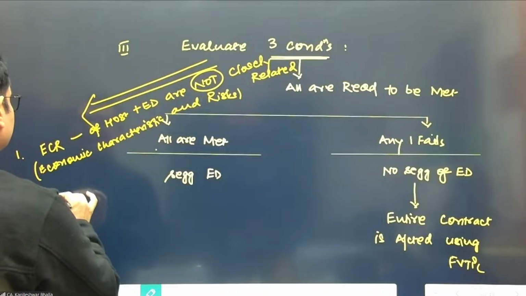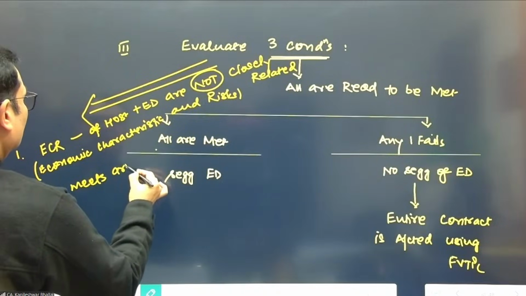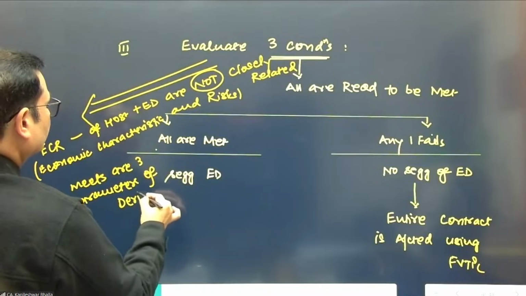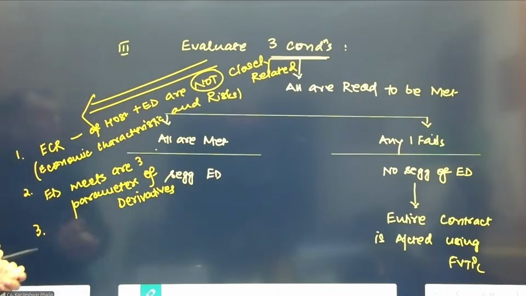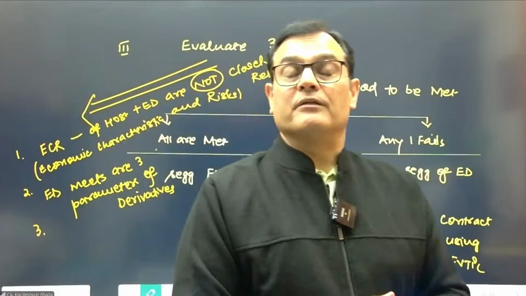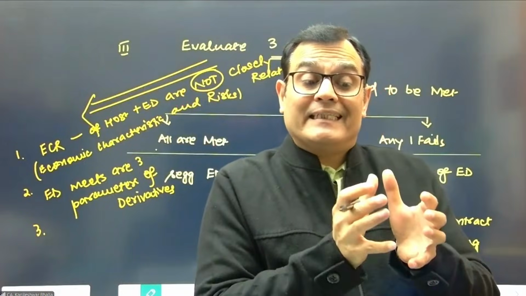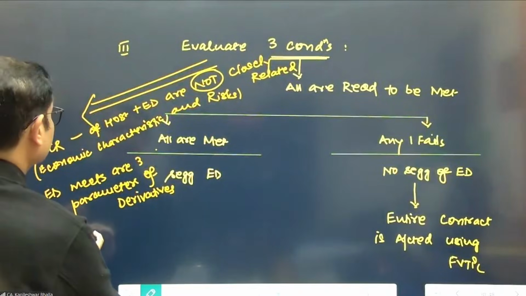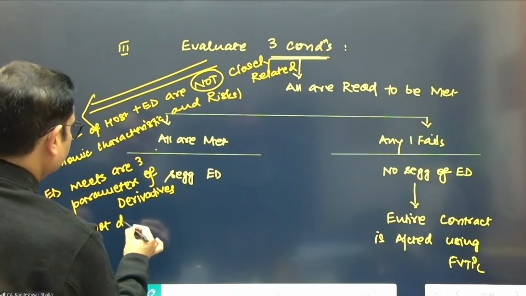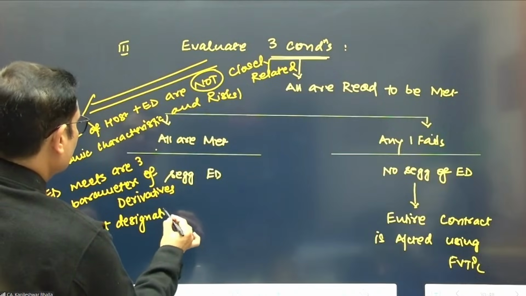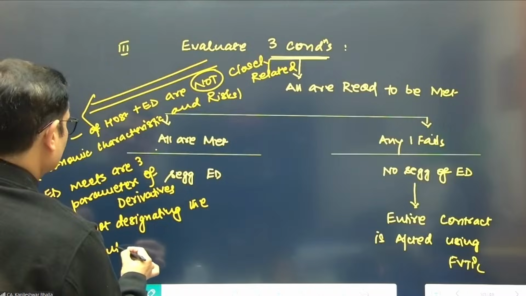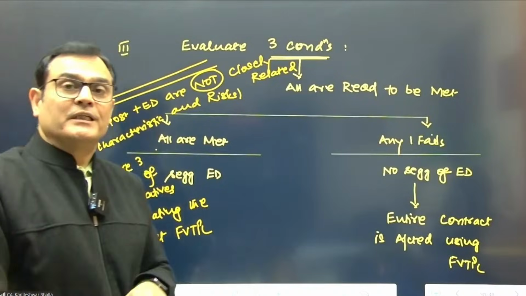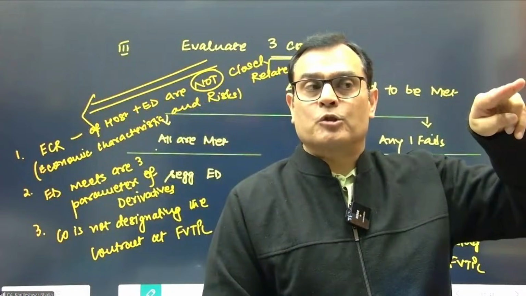The second condition is that the ED meets all three parameters of a derivative. You already know the three parameters of a derivative: its value depends upon the underlying, there is an initial investment that is negligible or zero, and there will be future settlement. The ED, evaluated separately, meets all three characteristics of a derivative. The third one is that the company is not designating the contract at FVTPL. So the company did not decide to designate the contract at FVTPL. So we need to see three parameters, and the economic characteristics and risk should not be closely related.